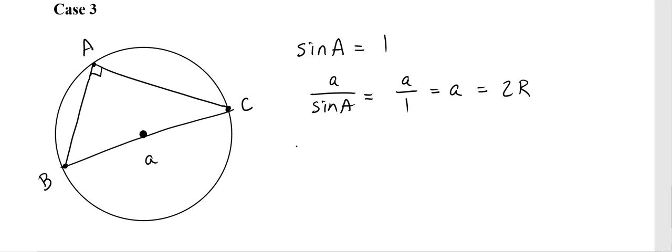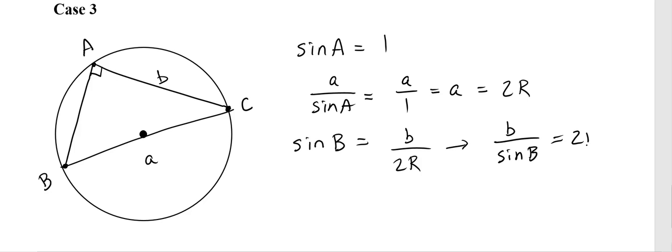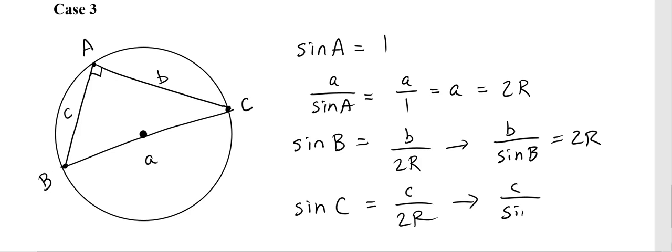What about b over sine of B? Well, let's write down sine of B. The sine of angle B is this side, lowercase b, over the hypotenuse, which again is 2r. So rearranging, we get b over the sine of B is 2r. And finally, the sine of C works the same way as the sine of B. The sine of C is the side opposite, which we call little c, over the hypotenuse, which is 2r. So rearranging, we get the desired result. So we've established the law of sines in case 3 as well.